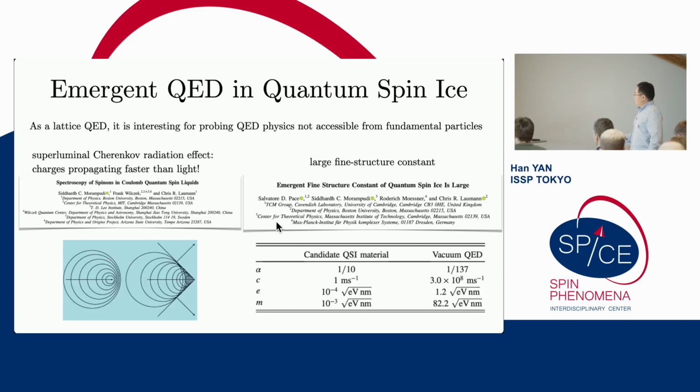Another very interesting point, pointed out by Roderich Moessner and Chris Laumann and their group, is that the emergent fine structure constant of quantum spin ice is something around 0.1, and this is 10 times larger than the vacuum QED. So that means with quantum spin ice, you can also probe quantum electrodynamics that is in a, say, stronger or strongly interacting regime.